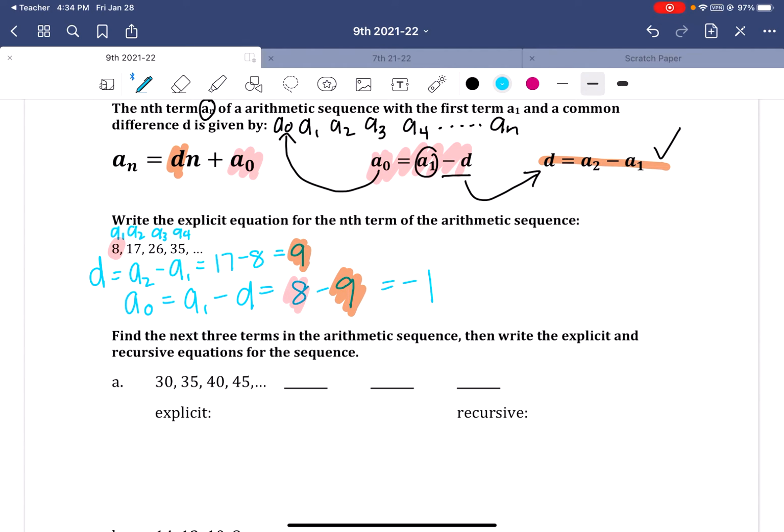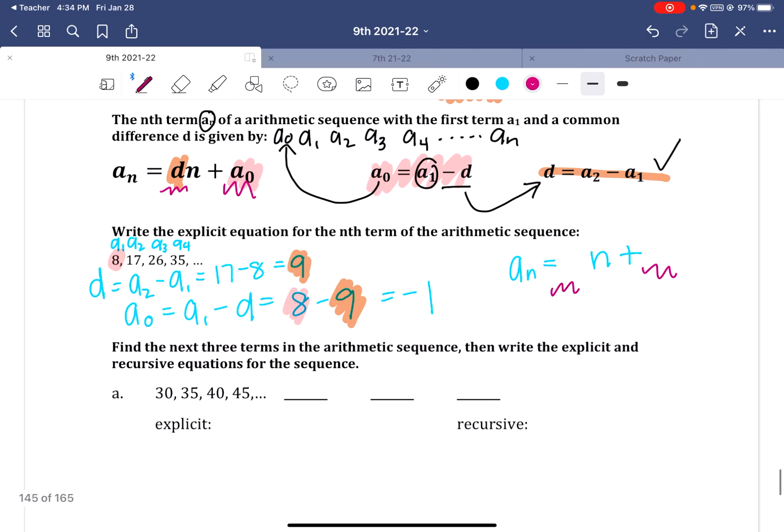Now, all we need to do is plug it in. I'm going to leave in the blank spots where we're plugging things in. AN equals N plus something. The blank spots that you're planning on leaving are these ones up here. This is a blank spot, and this is a blank spot. A naught goes here, so you're going to put your -1 right there, and then you're going to put your 9 right there.